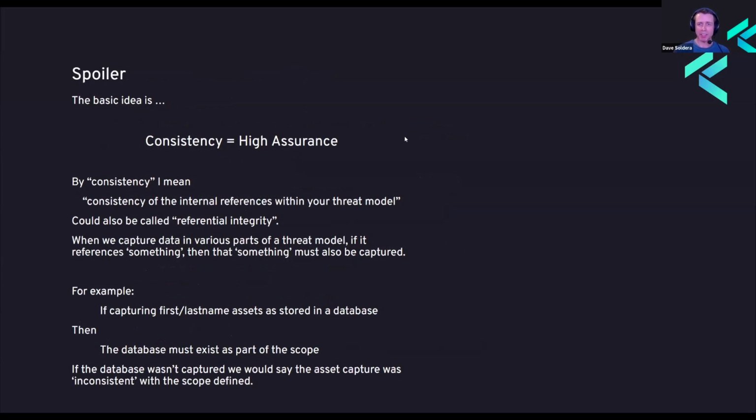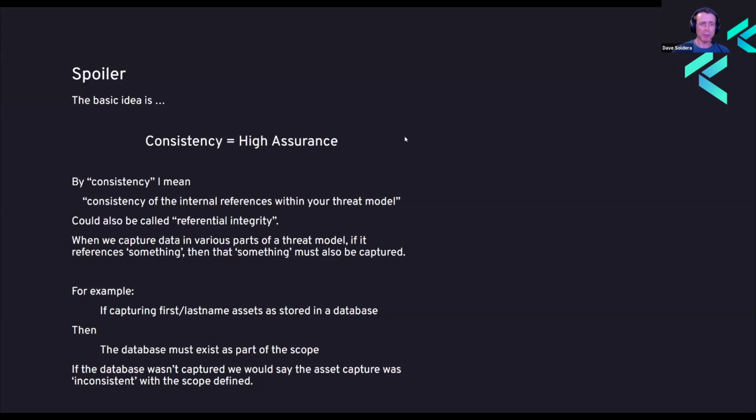Imagine you're capturing some information and it's stored in a database. Now, consistency means that that database, this component that's part of your system, is captured as part of the scope of your threat modeling. And it should be, by virtue of the assets that are being stored there. So the idea itself is quite straightforward, right? We're only talking about referencing things that you talk about.